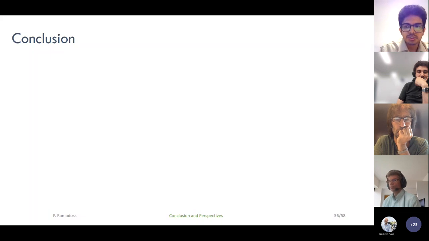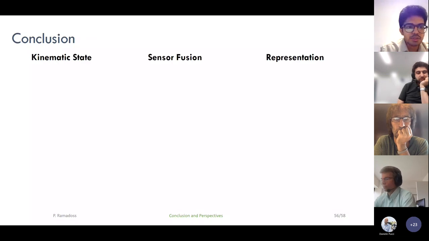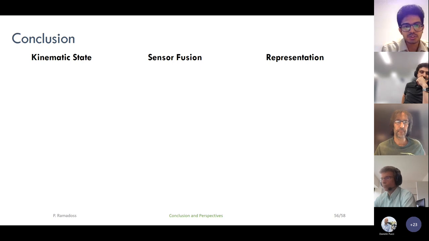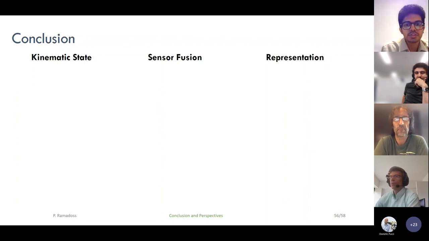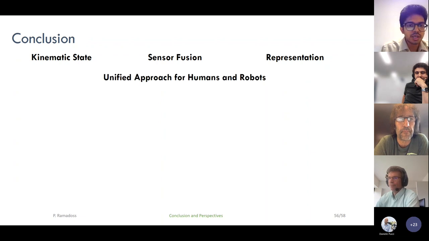To conclude the contributions of this thesis, we proposed estimation algorithms for the kinematic state of floating-base multibody systems such as humans and robots through a sensor fusion of measurements coming from distributed inertial sensors and force-torque sensors, using representations of matrix Lie groups. And this gave us a unified state estimation approach for humans and robots.